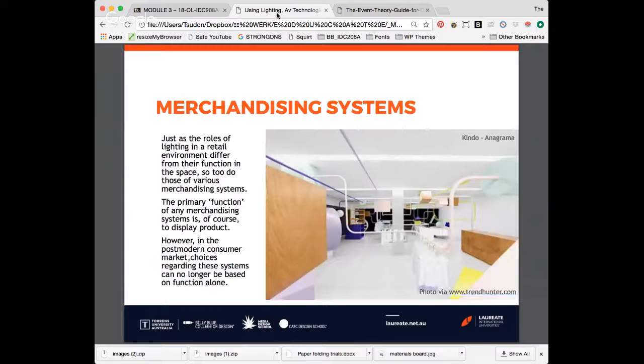Just as the role of lighting in retail is really important because it provides information about function and brand and so forth for the consumer, so too does the merchandising system. While the primary function of any merchandising system is, of course, to display a product, in the postmodern consumer market, the style of these merchandising systems is also helping the consumer make a choice about whether or not the product is particularly right for them. So they can't purely be based on function alone anymore.